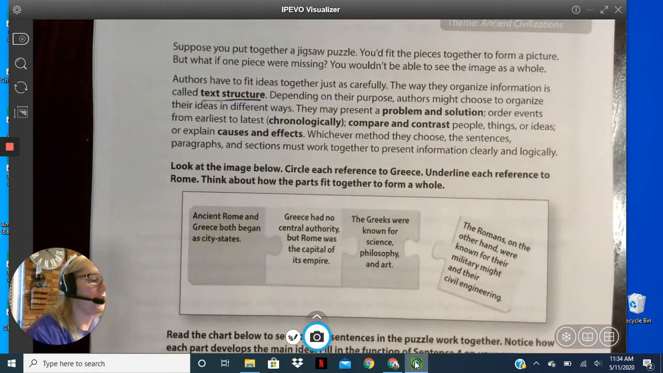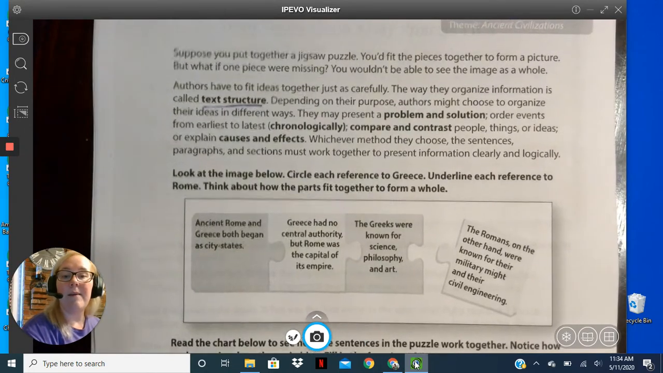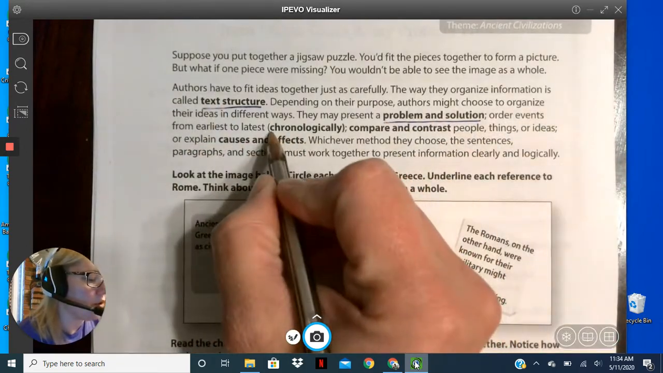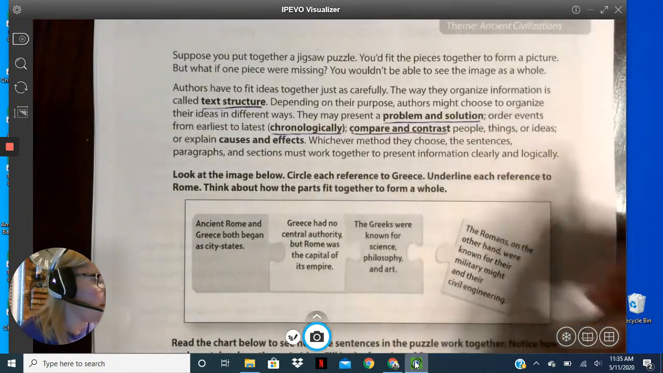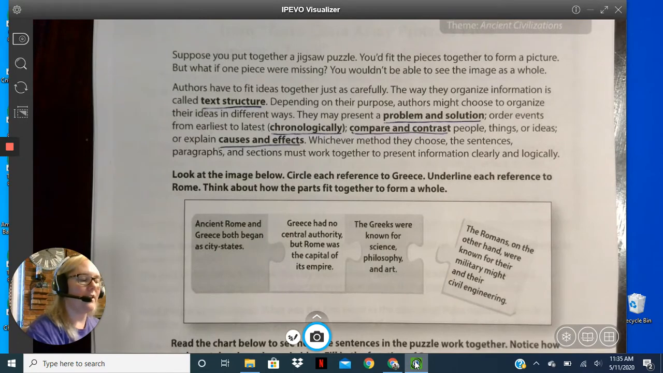Depending on the purpose, authors might choose to organize their ideas in different ways. They may present problem and solution, order events chronologically from earliest to latest, compare and contrast people, things, or ideas, or explain cause and effect. Whatever method they choose, the sentences, paragraphs, and sections must work together to present information clearly and logically.